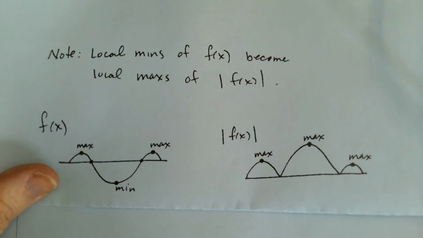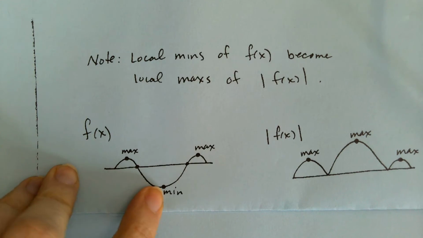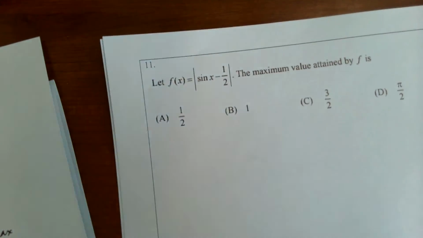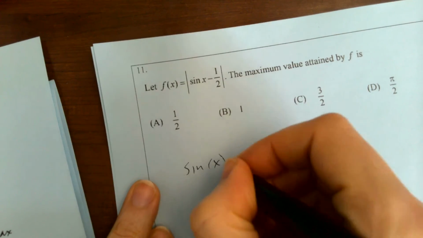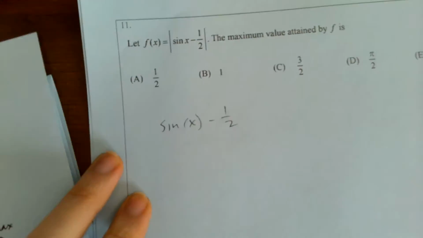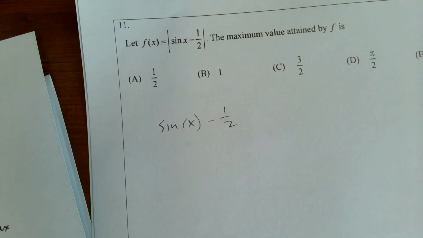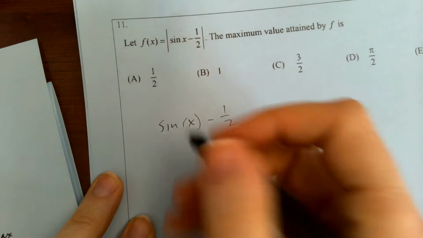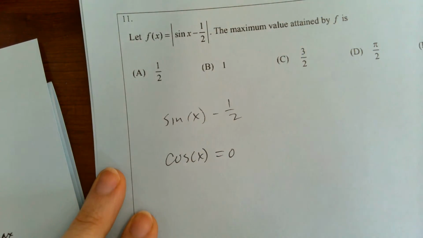So keeping that in mind, how would I find these potential maxes? Let me consider, instead of the absolute value, just the input of it. I could find its maxes and mins, and then when I apply the absolute value, they're all going to be maxes. So yeah, I've got to take the derivative. Okay, so cosine of x equals 0.